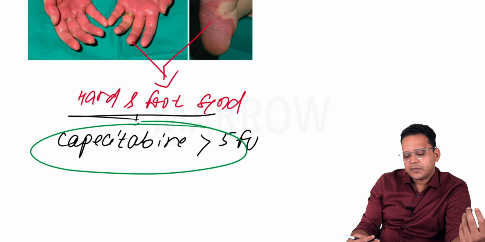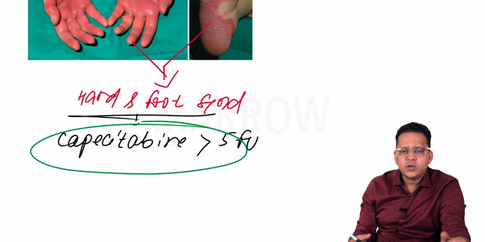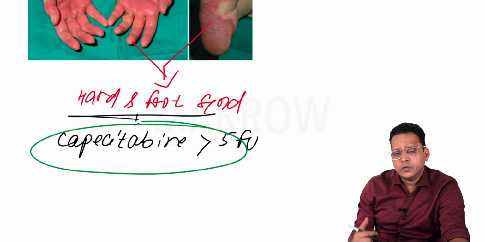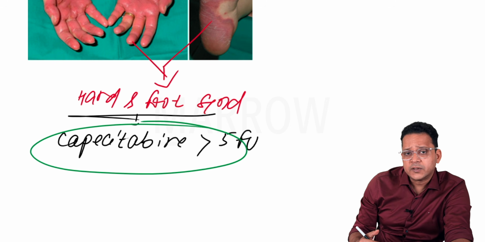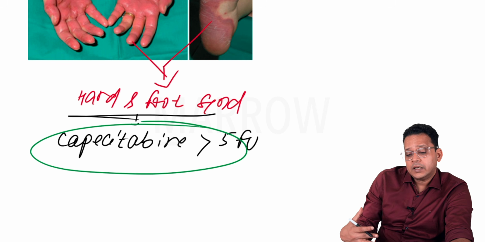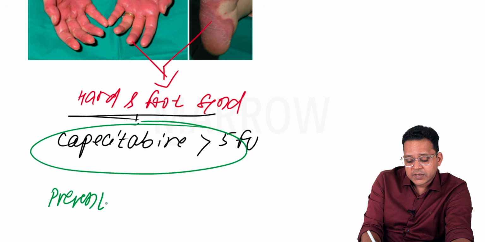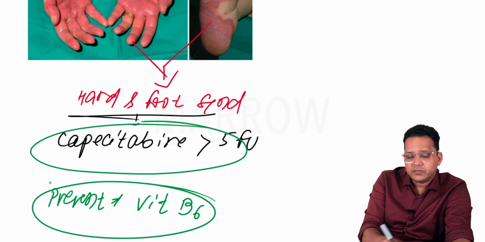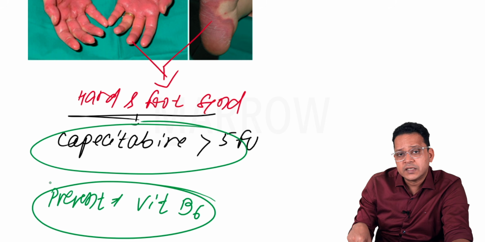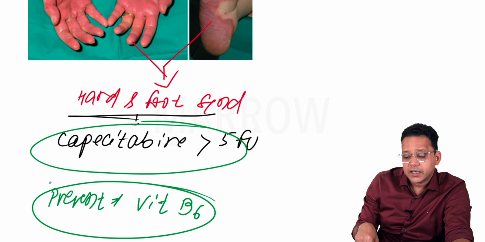All right. So if I want to prescribe capecitabine or 5-fluorouracil, the most common use of these drugs is in colorectal cancer. And I know that it can be seen. So what would I do to prevent this hand and foot syndrome? I will preload the patient with vitamin B6, or pyridoxine, given for prevention of hand and foot syndrome.